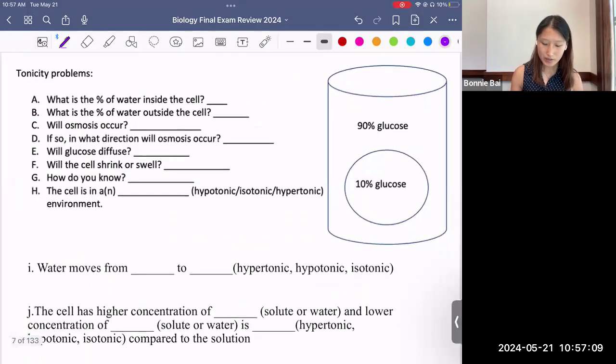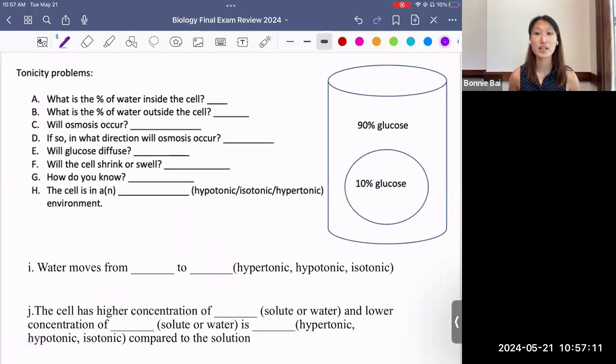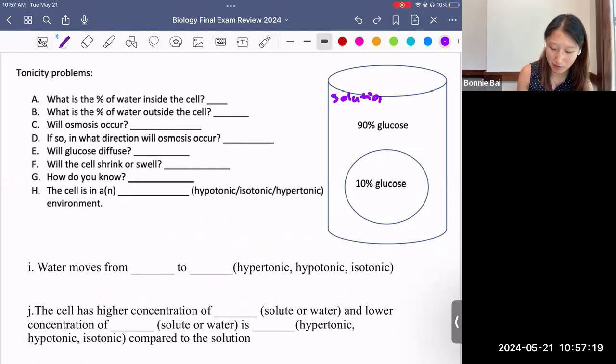Okay, so we're going to try a practice problem over here. We are putting a cell into a solution. So the outside of the cell over here is the solution. Just to make it really clear, I'm going to write the word solution. And inside the circle, we have a cell.